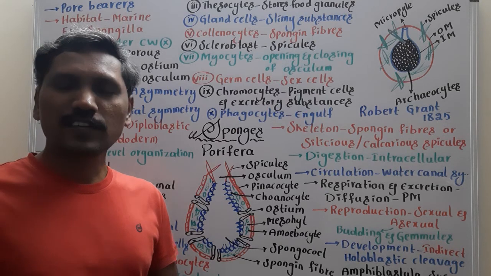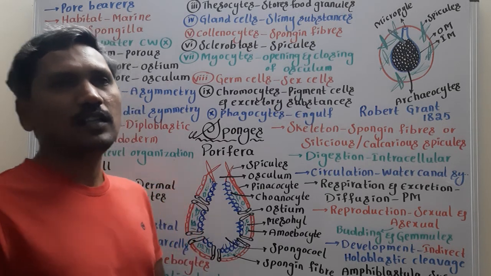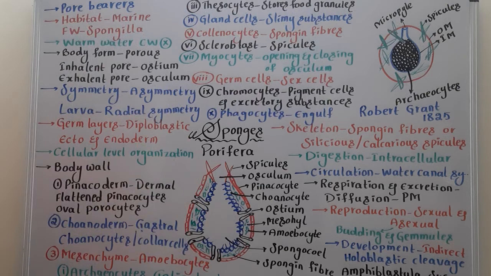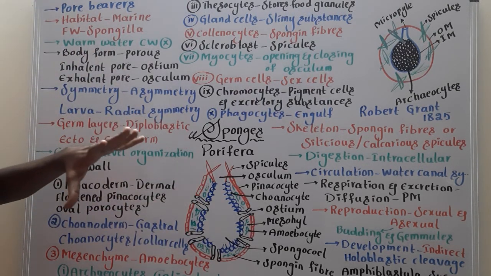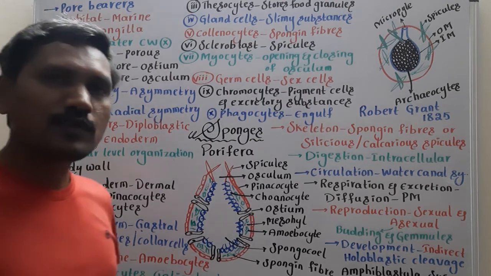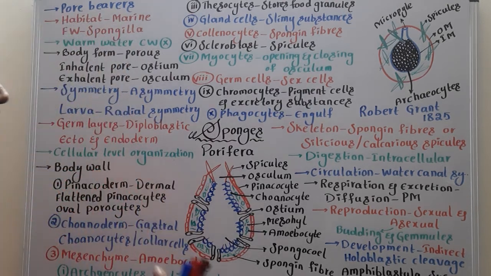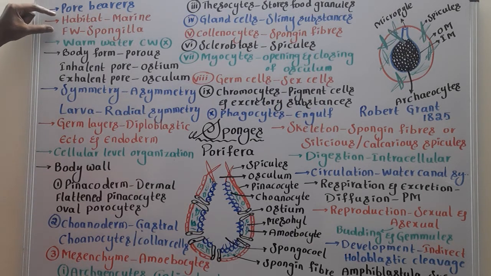will see the classification and examples of poriferans, or the pore bearers, or sponges. Actually these poriferans are called pore bearers, right? Because all the body is composed of pores only. We will see that discussion also in the upcoming topic. We will see the characteristic features first.